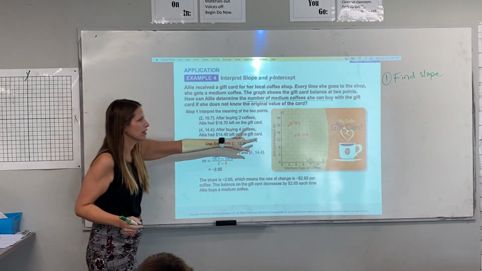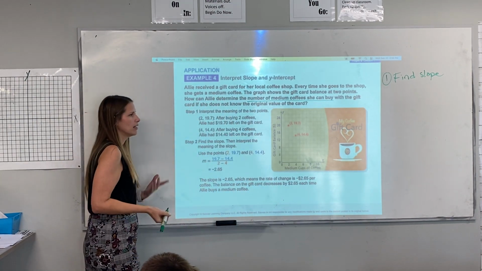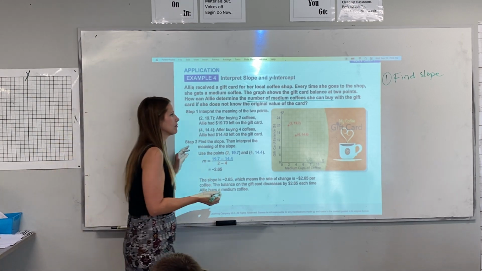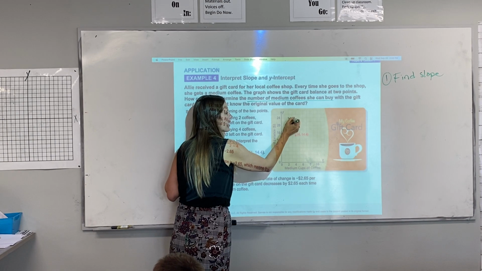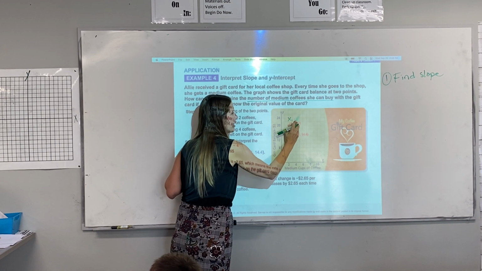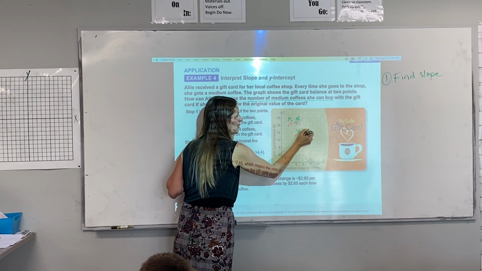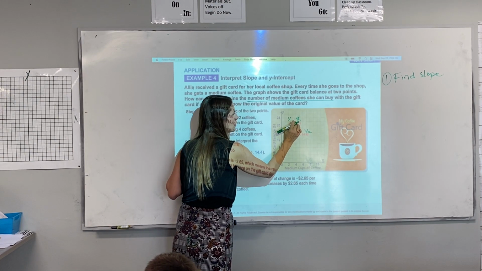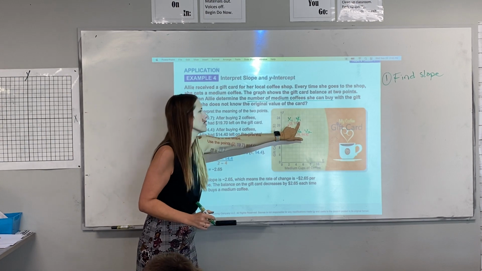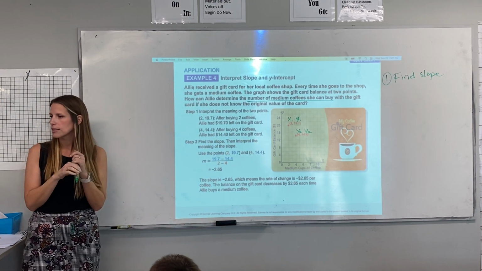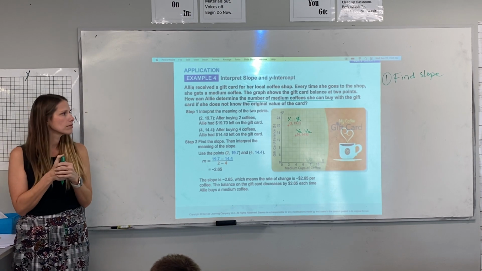Can we use these 2 points, the x and y? Yes. Does it matter which one I call point 1 and point 2? No, it really doesn't. I'll just call this x1, y1, and I'll call this x2, y2. So this can be my first point, and this could be my second point. Doesn't matter as long as you're consistent, yes.